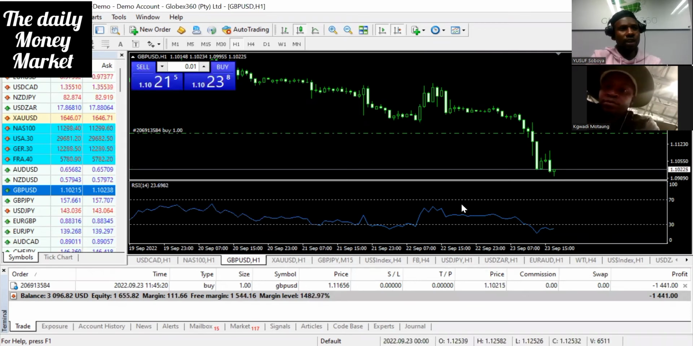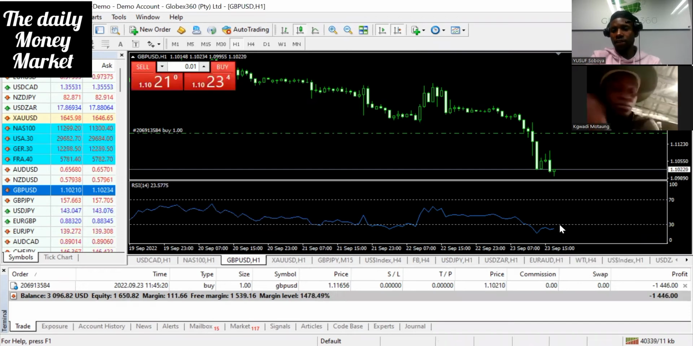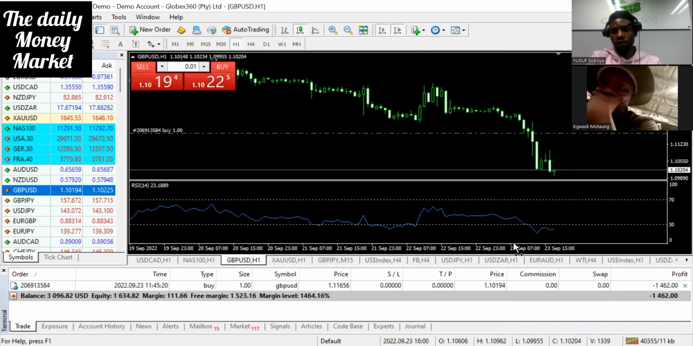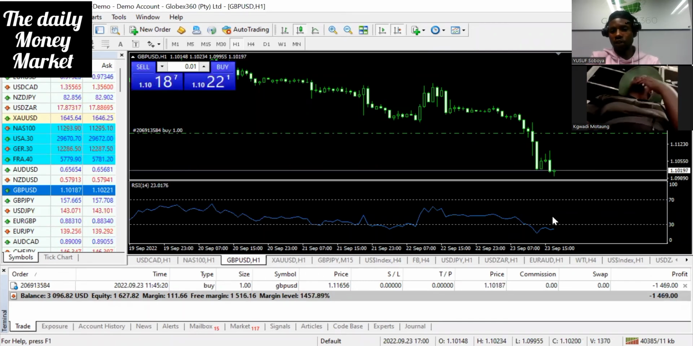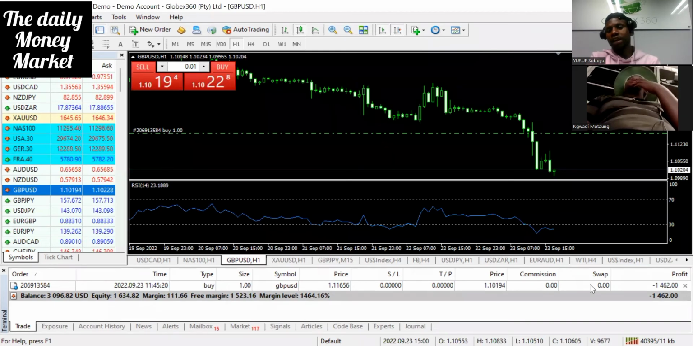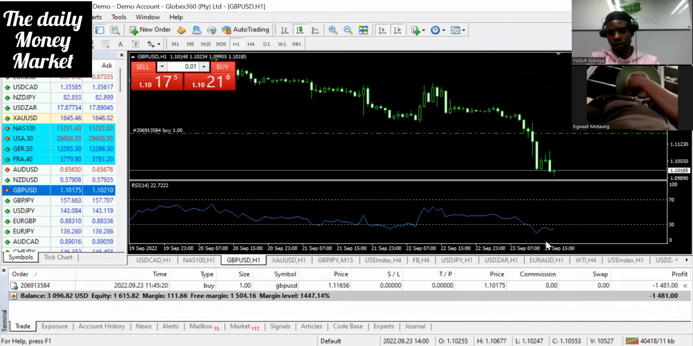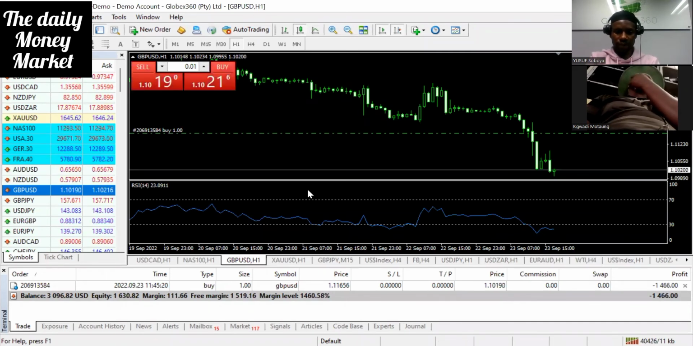So if there is any type of fundamental news, it might show it's getting to overbought, or below 30 it's oversold. But if there is news on the British pound and the United States dollar, and the dollar news shows positivity, the price can continue dropping all the way. So you see it continue selling all the way.